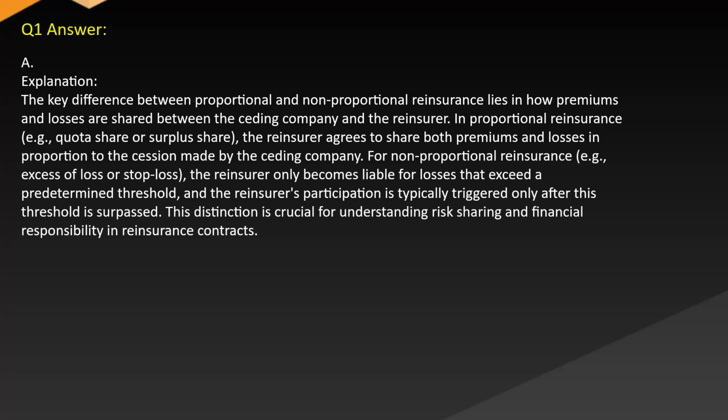For non-proportional reinsurance, e.g., excess of loss or stop loss, the reinsurer only becomes liable for losses that exceed a predetermined threshold, and the reinsurer's participation is typically triggered only after this threshold is surpassed. This distinction is crucial for understanding risk sharing and financial responsibility in reinsurance contracts.